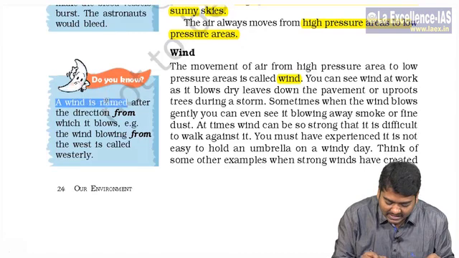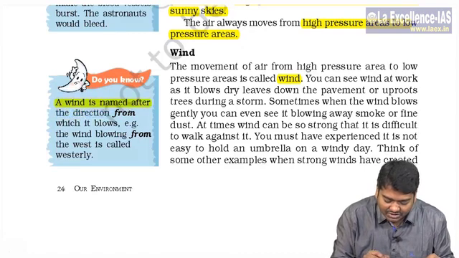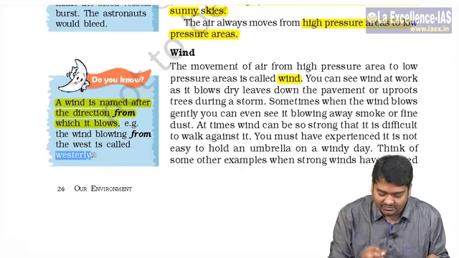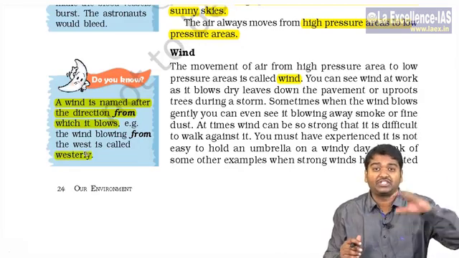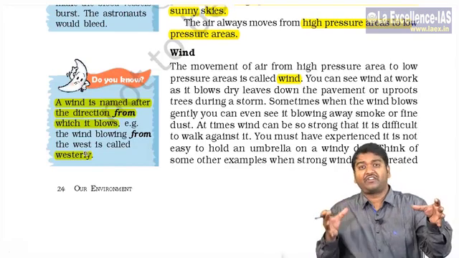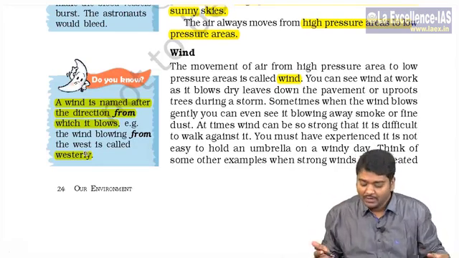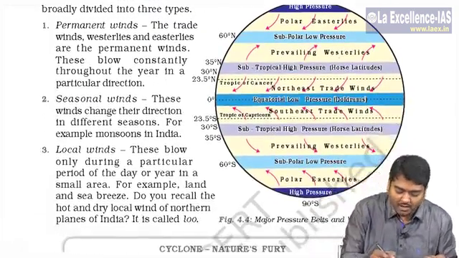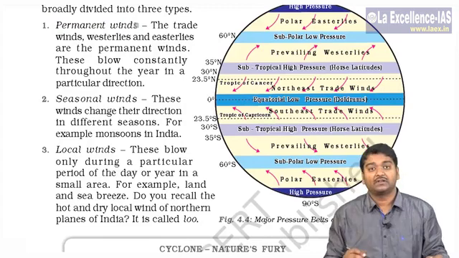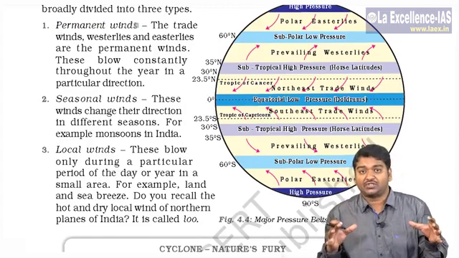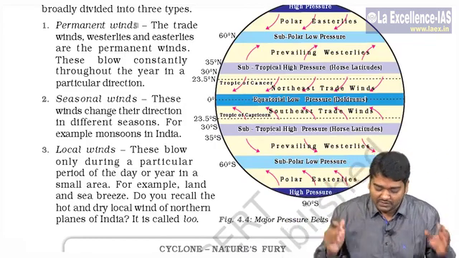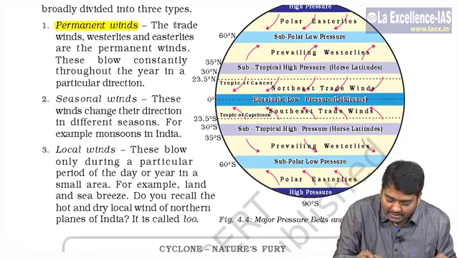A wind is named after the direction from which it blows. That is, if a wind is blowing from the west, it is called westerlies. Not the direction it flows to, but the direction from where it originated. Okay? Winds are actually differentiated into three types. Permanent winds, that is, these are present on the earth's surface throughout. Examples of this are trade winds, westerlies and easterlies.